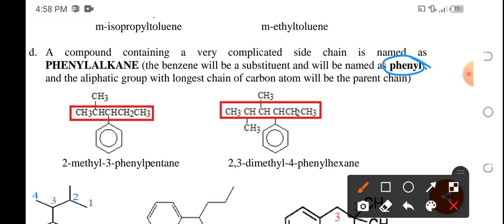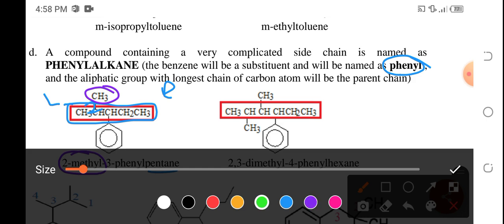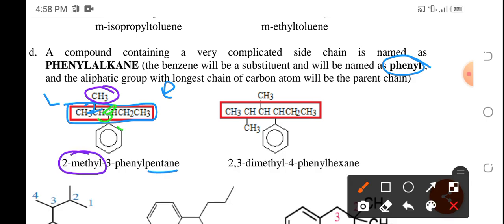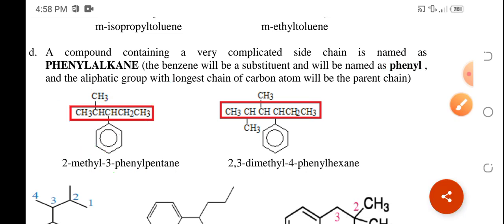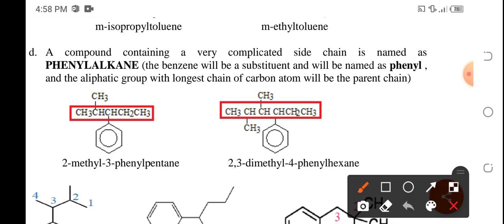The parent chain here is pentane. It has 5 carbon atoms. It was numbered from left to right such that the first encountered substituent would be at carbon number 2. That carbon number 2 bears the methyl, so that's 2-methyl. And on the third carbon atom of that parent chain, it has the benzene ring. But we are not going to name it as benzene, rather it is now a substituent, so it will be 3-phenyl. Overall, this structure will be 2-methyl 3-phenyl pentane. Let's repeat: if the benzene ring is treated as a substituent, it will have the name phenyl.